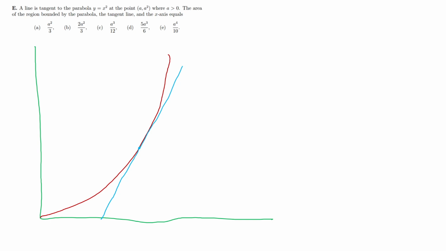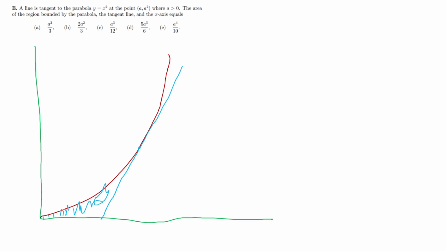Okay, so we want the region bounded by. Now, the word bounded by is a phrase that could confuse you, because it can confuse me. It basically just means in between, or surrounded by. So we need to find an area which is surrounded by the parabola, which is our brown line, the tangent line, which is our blue line, and the x-axis, which is our green line. So we're looking for this area here.